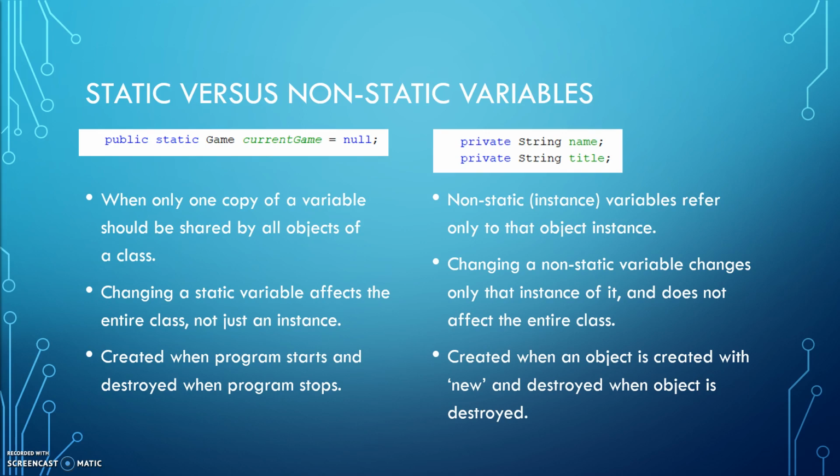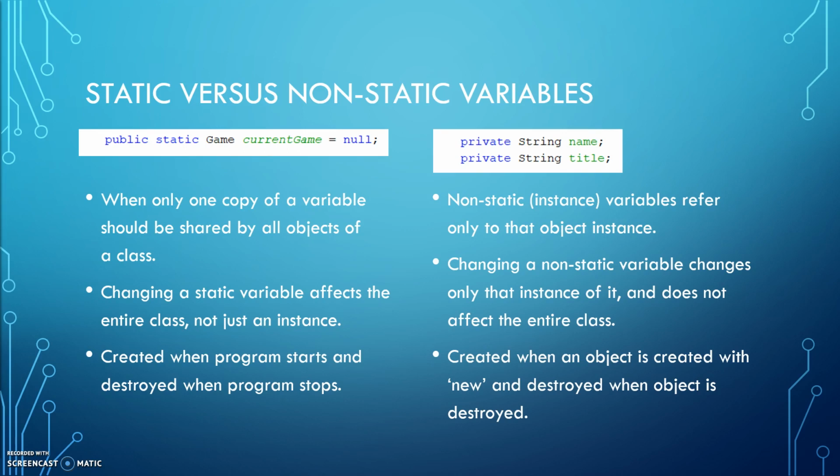For a non-static or instance variable, those refer only to that object instance. When you change a non-static variable, it changes only that instance of it, does not affect the entire class, and it is created when an object is created with the keyword new and destroyed when that object is destroyed.